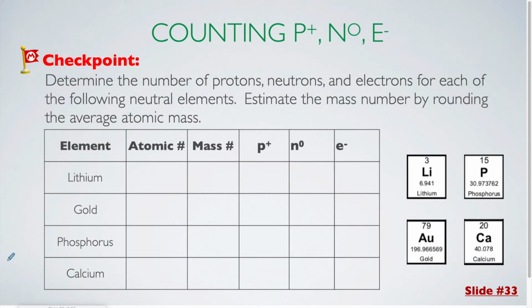All right, now for our checkpoint. You need to determine the number of protons, neutrons, and electrons for each of the following neutral elements. You're going to have to estimate the mass number by rounding the average atomic masses, because you are not told what the mass number is for any of these. We have each of the symbols here so that you don't have to try to track them down on a periodic table.